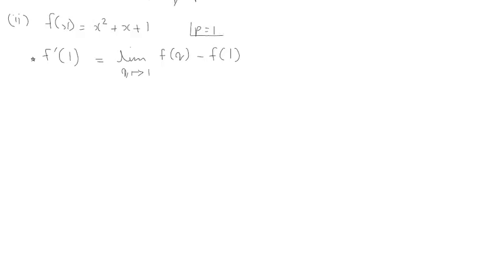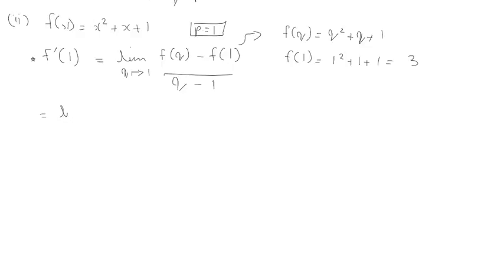Let's just write it over here so that we don't forget. In the denominator, we're basically going to get q minus 1. So let's see if we can get simplifications for this value over here. We know that f of q has to be equal to q squared plus q plus 1, and we know that f of 1 has to be equal to 1 squared plus 1 plus 1. And that's going to give us 3 over here.